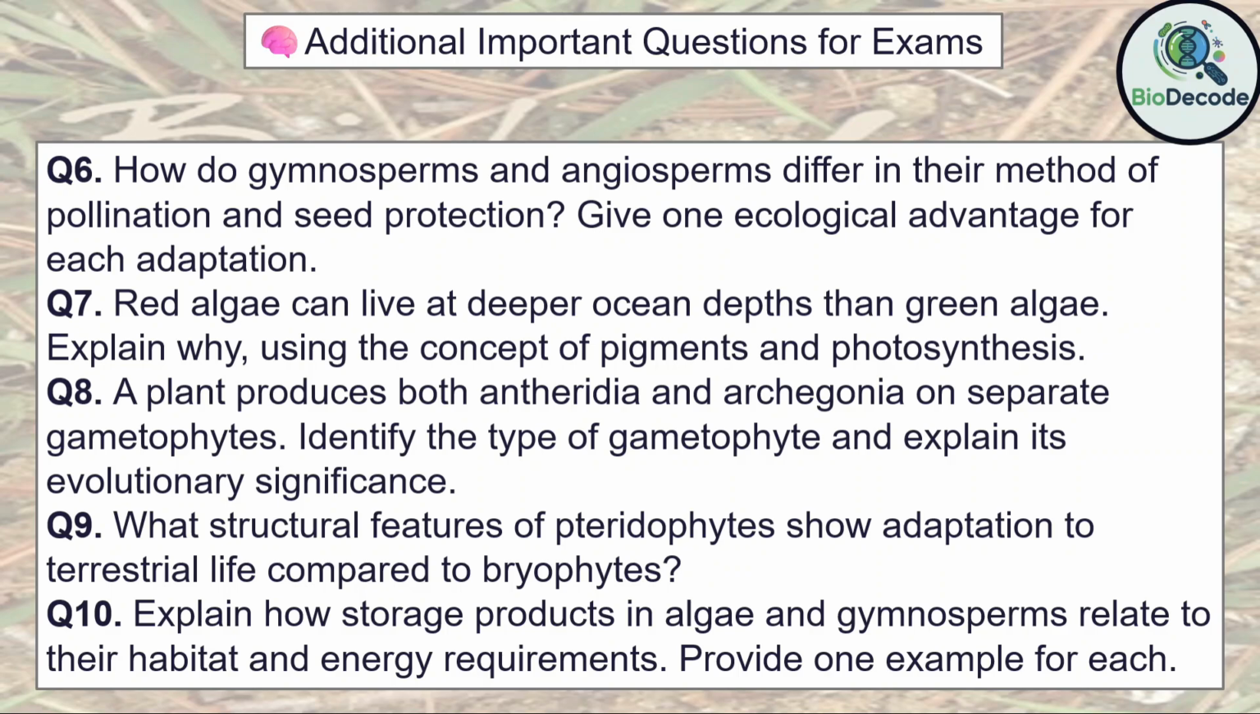You've just completed listening to Chapter 3, Plant Kingdom NCERT Exercise Solutions and Extra Important Questions here on BioDecode. I hope this audio helped you grasp the evolution of plants, key characteristics of algae, bryophytes, pteridophytes, gymnosperms, and angiosperms, and understand their life cycles and economic importance. These concepts are foundational for the upcoming chapters, especially the animal kingdom.